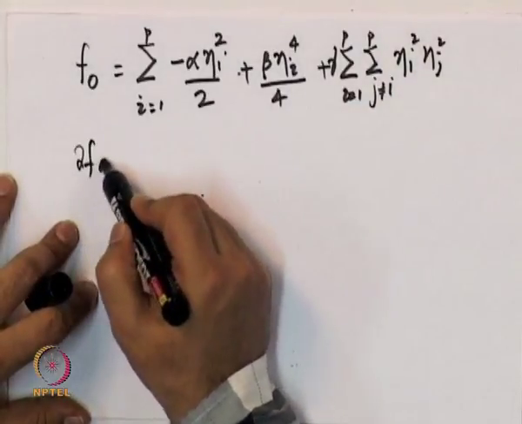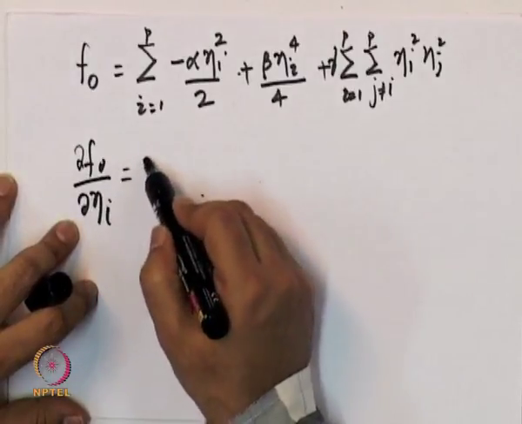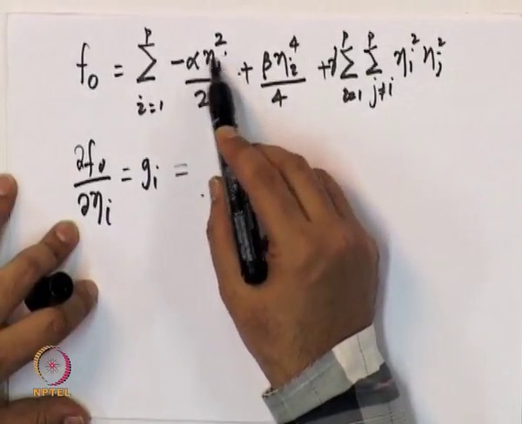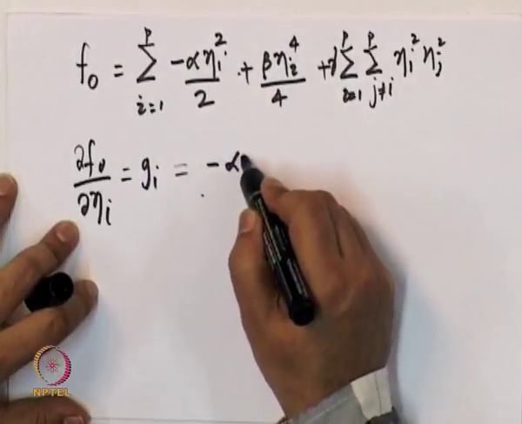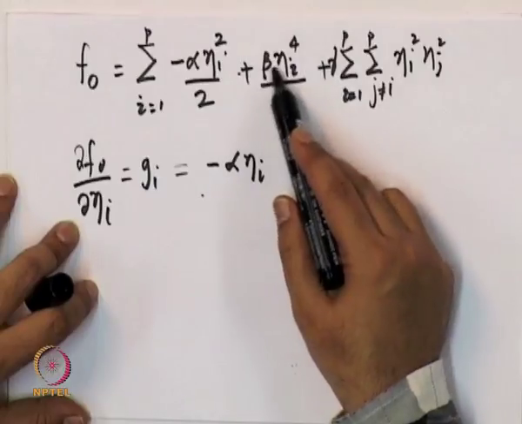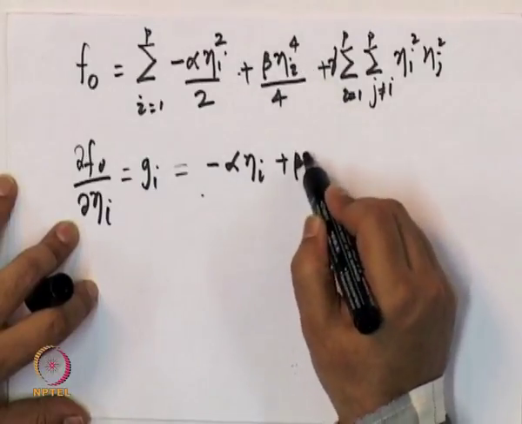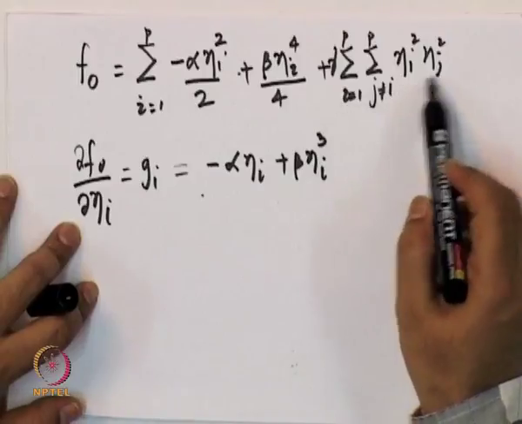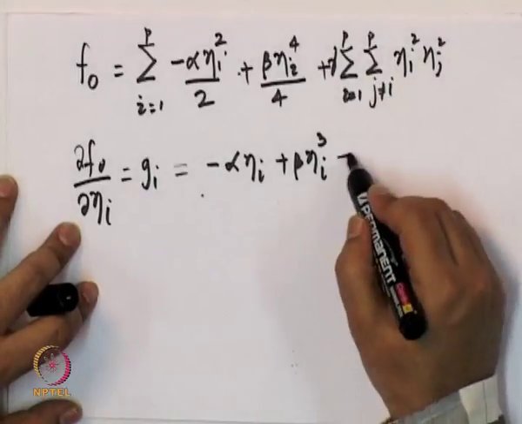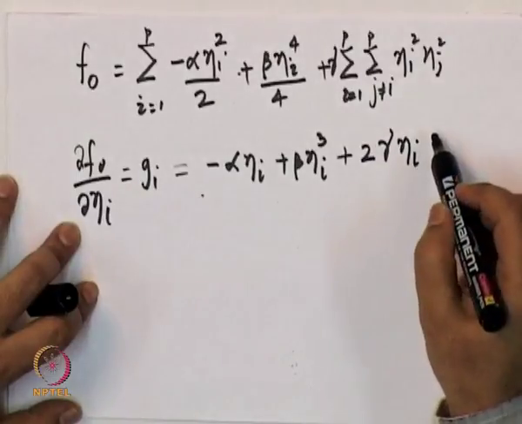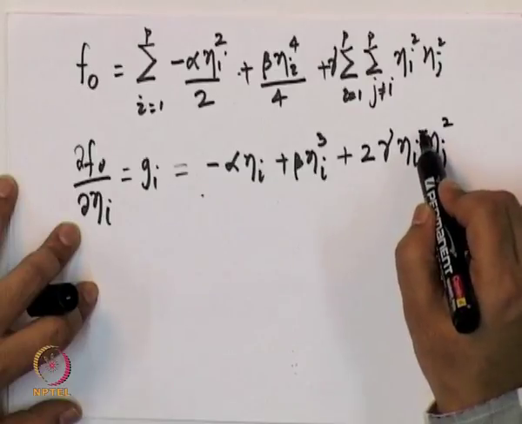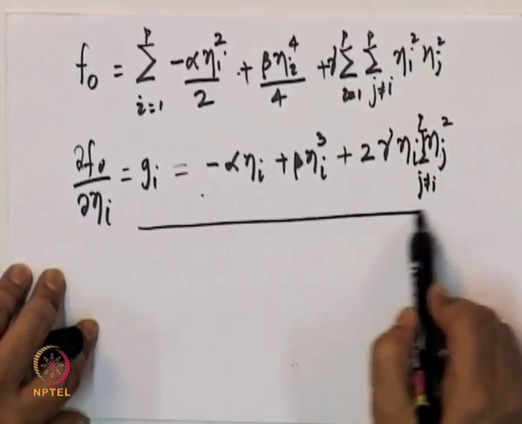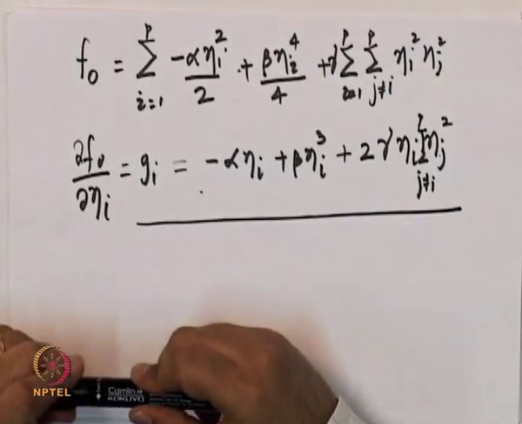So, dou f 0 by dou eta i, which is called g i, is to be now defined as, you know, 2 times alpha eta i, 2 and 2 will get cancelled. So, I will get minus alpha eta i, and then 4 times beta eta i cube, 4 and 4 will get cancelled, plus beta eta i cube. And then in this, because i is the only one, j is not equal to i, so that I do not have to worry. So, it will become plus 2 gamma eta i times a summation over j not equal to i, j to p, of eta j squared. So, this is the g i. So, that is what is implemented in this code.